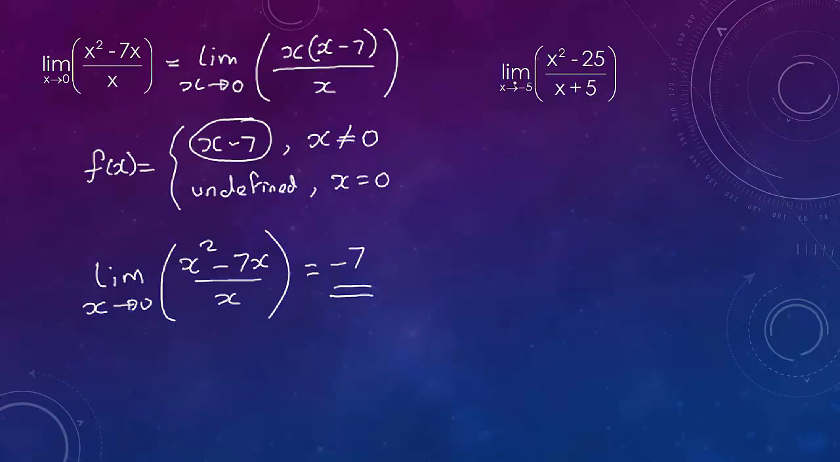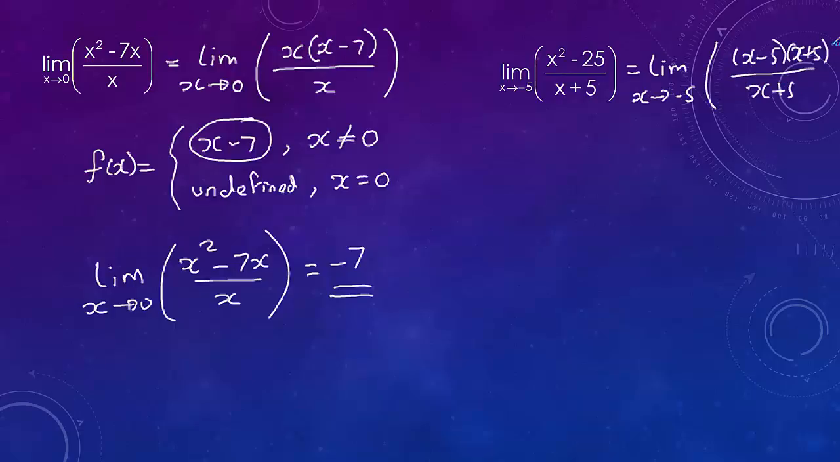And then with this one, we have the limit as x tends to negative 5, and of course we can't use that because of the denominator here. So if we factorize the top, we've got x minus 5, x plus 5, all over x plus 5. So we can see we can't use negative 5 because we end up with 0 over 0.